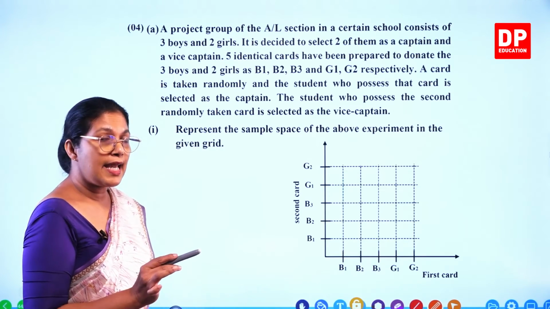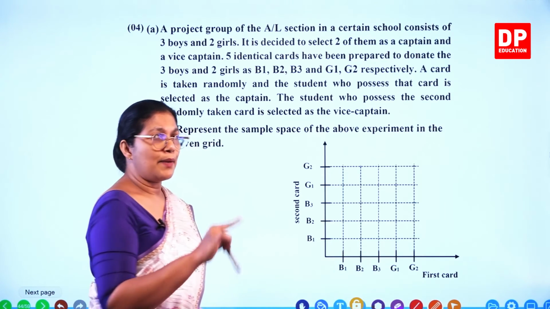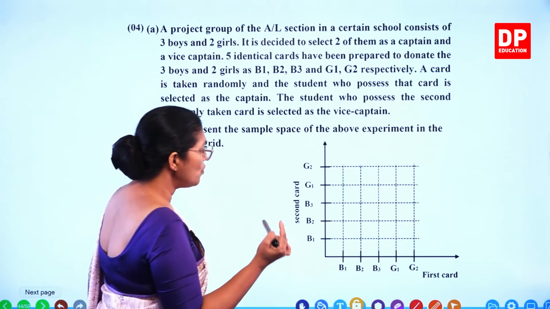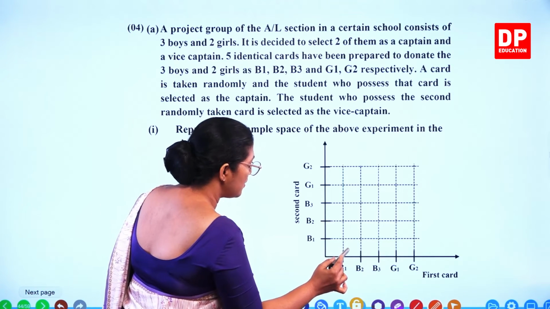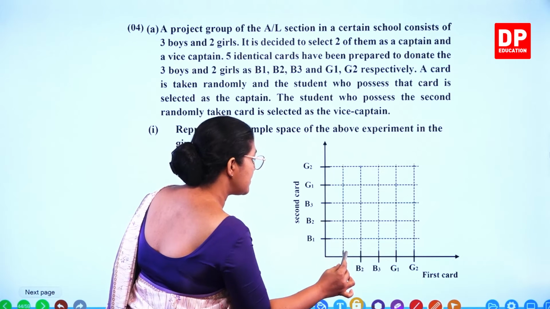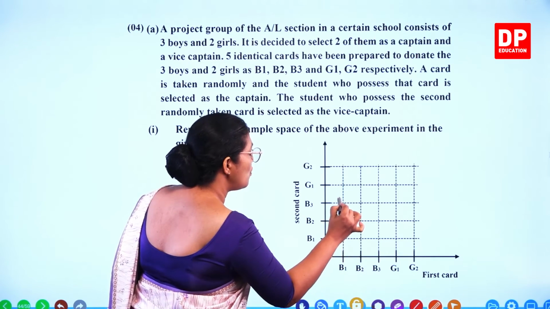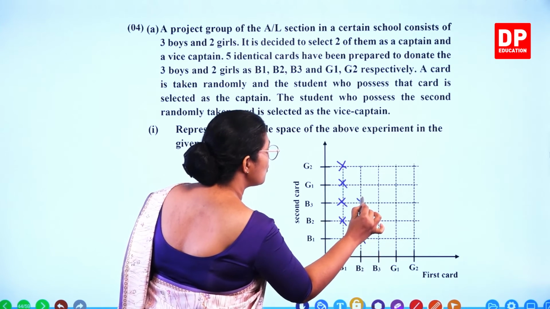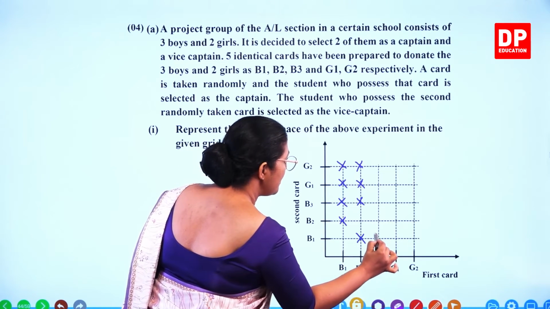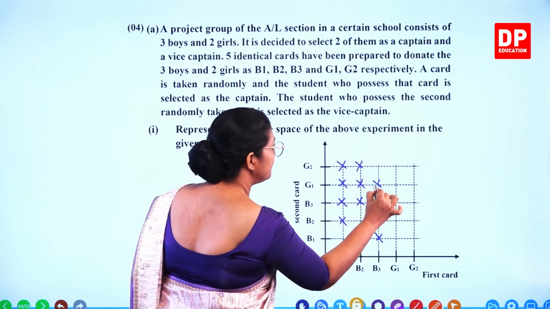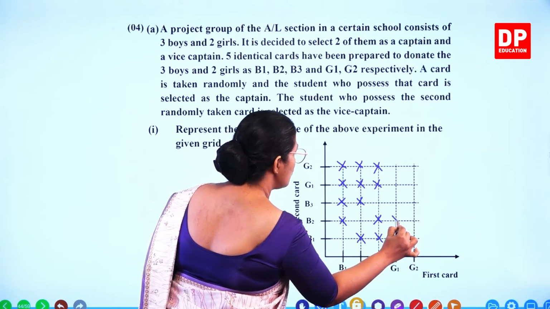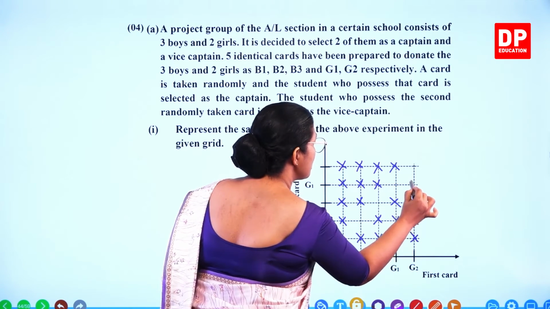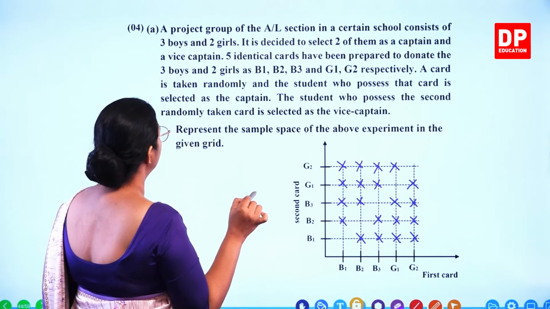So this is a dependent case. When you select one person, that person can't be vice captain as well. So this is dependent. So when you mark the outcomes, you can't take the same thing. So B1 with B2, B3, G1, G2. B2 with, you can't take B2. B3 with, you can't take B3. G1 with G1, not possible. And G2 with G2, not possible. So this is the grid.